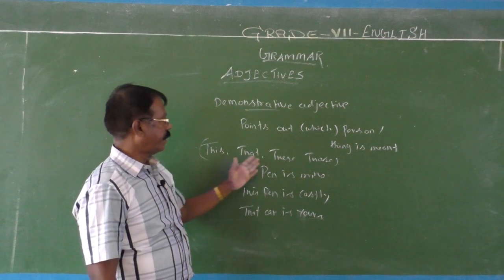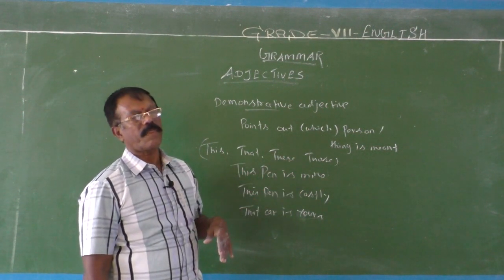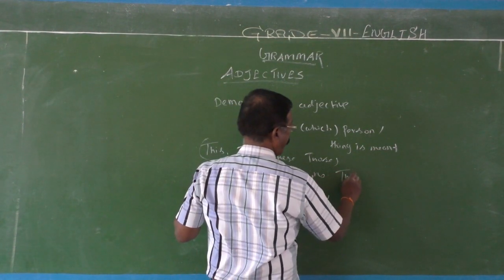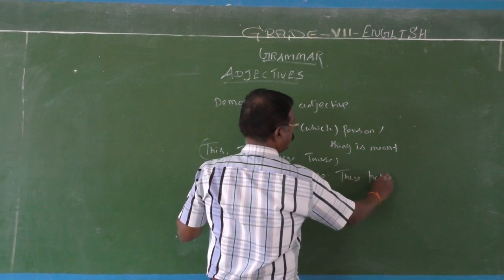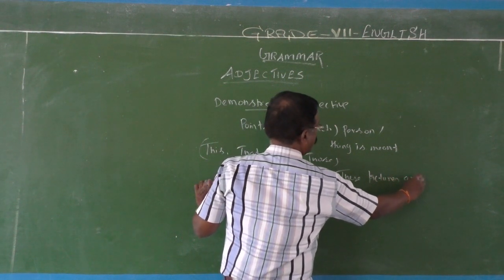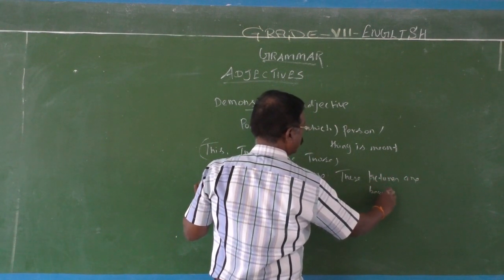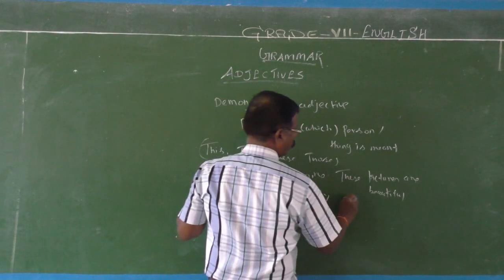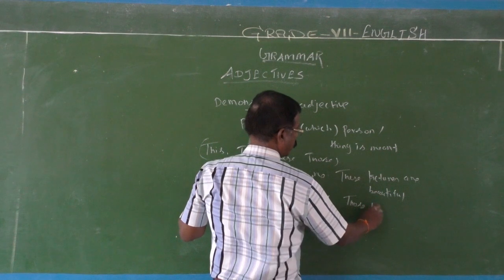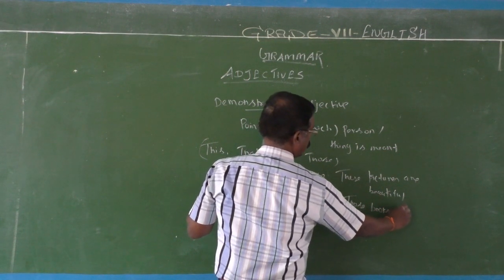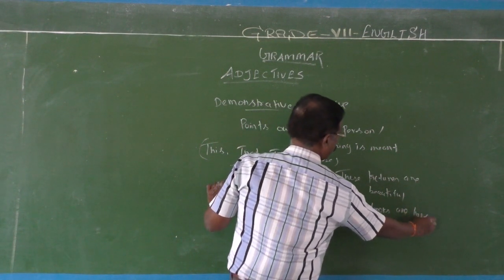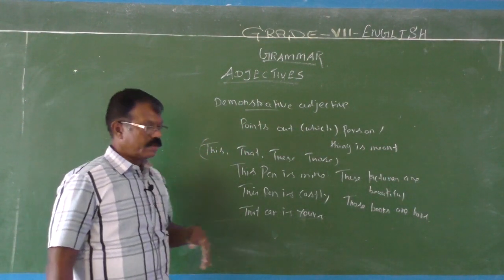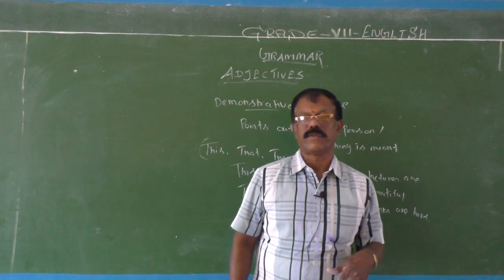Okay. And these and those are used with plural nouns. These pictures are beautiful. Those books are hers. So these and those are always used with plural nouns.